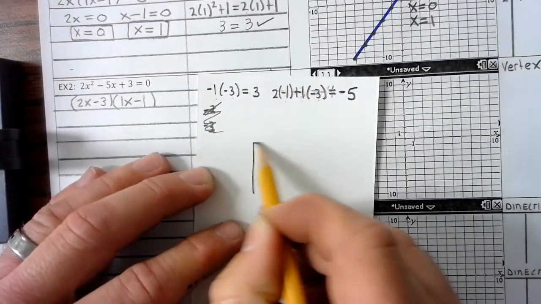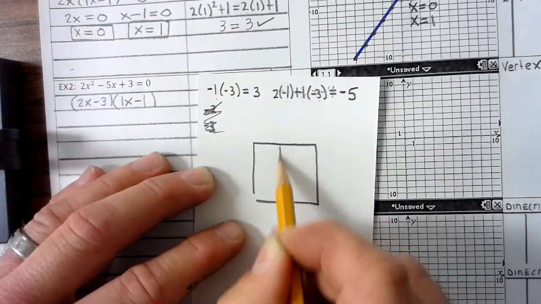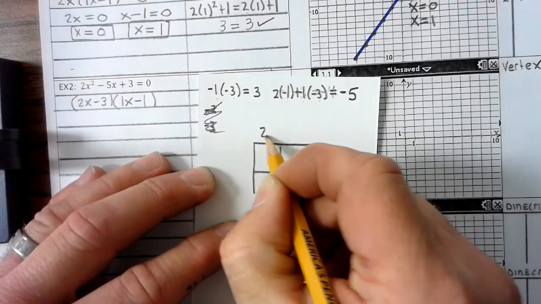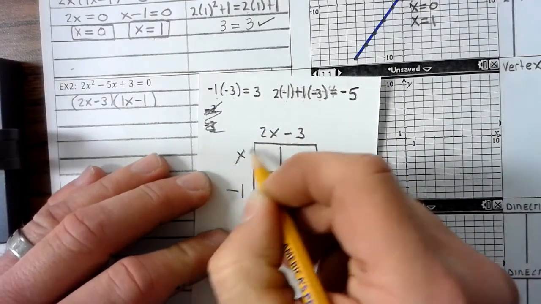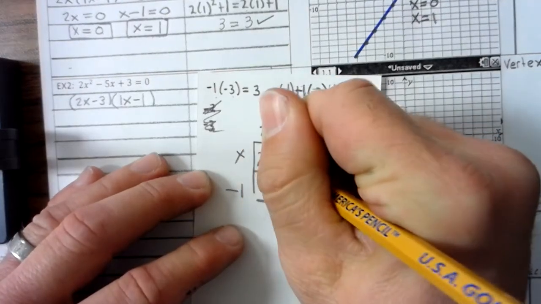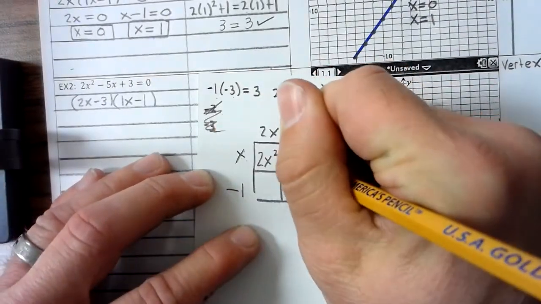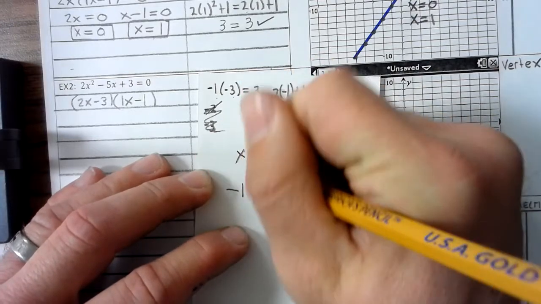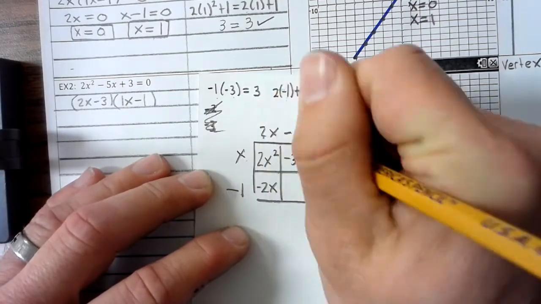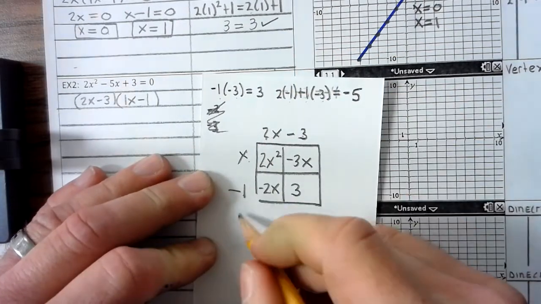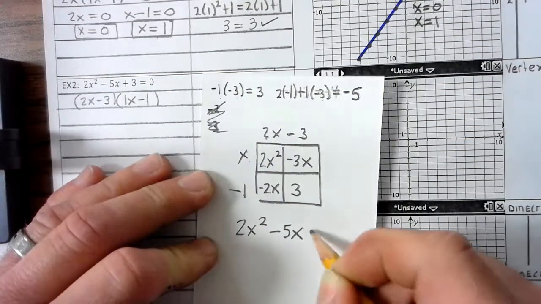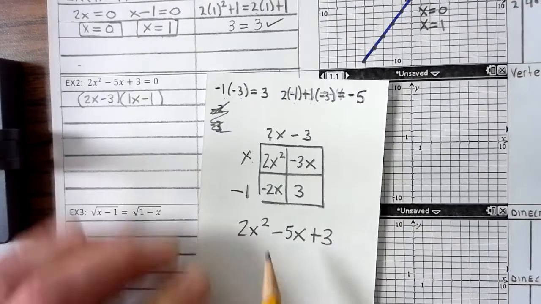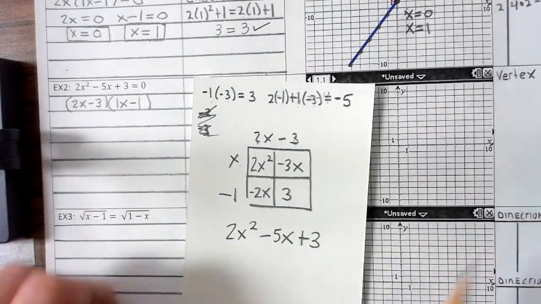And you might double check to make sure this works by drawing a box. 2x minus 3 and x minus 1. So x times 2x is 2x squared. X times -3 is -3x. -1 times 2x is -2x. -1 times -3 is a +3. You have 2x squared minus 5x plus 3. That works, so this is factored.